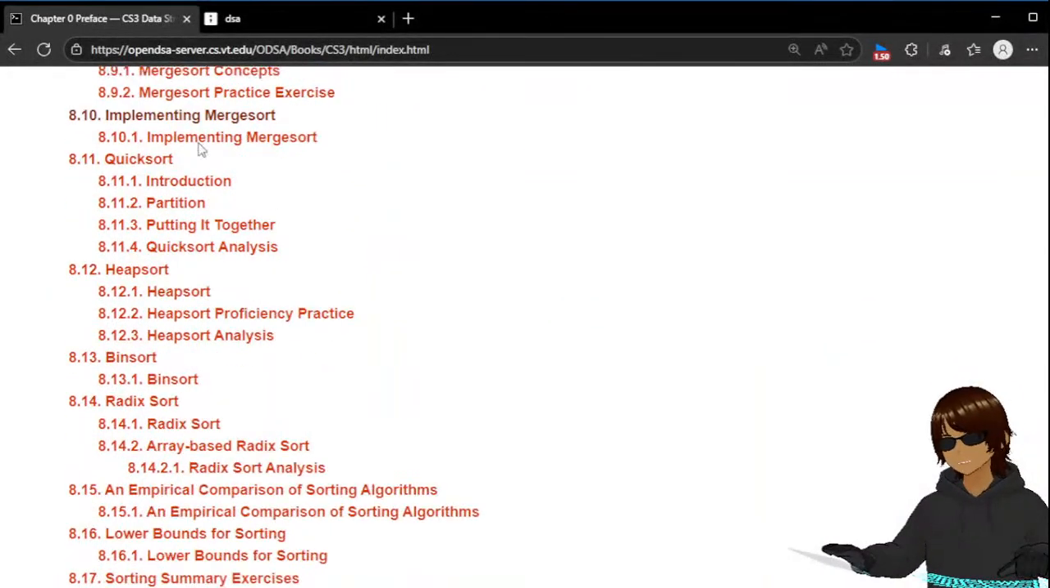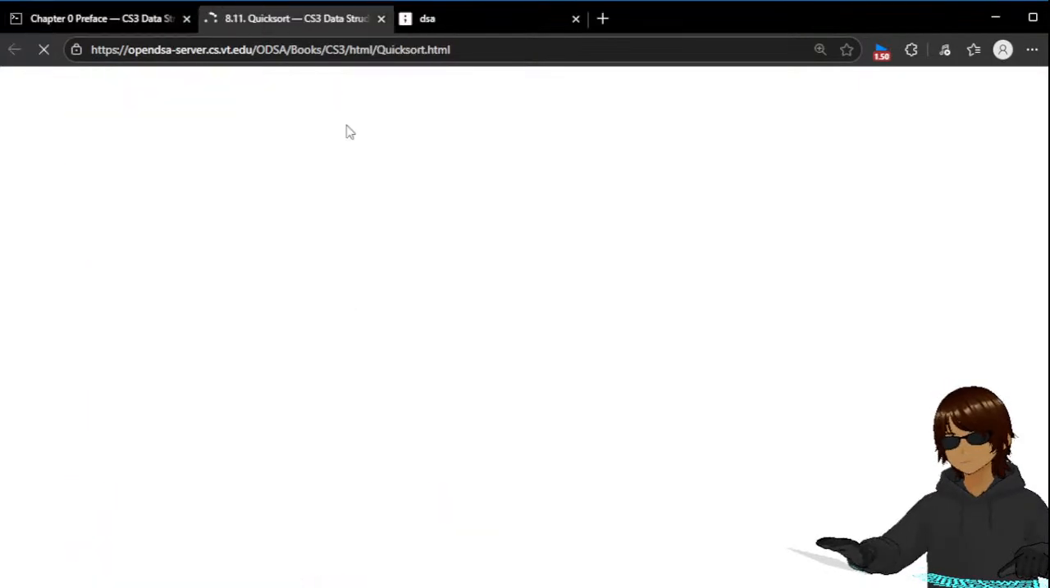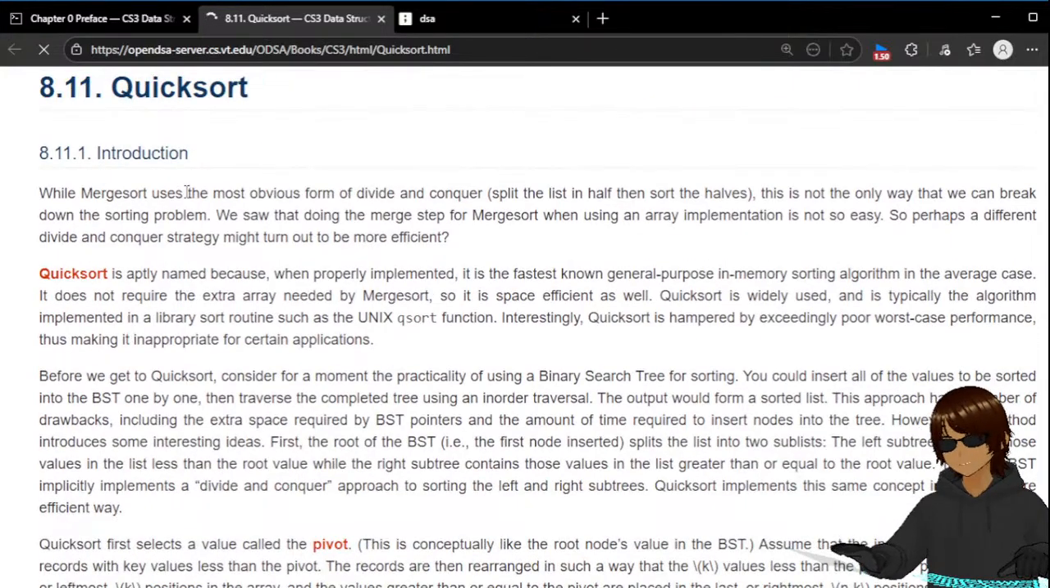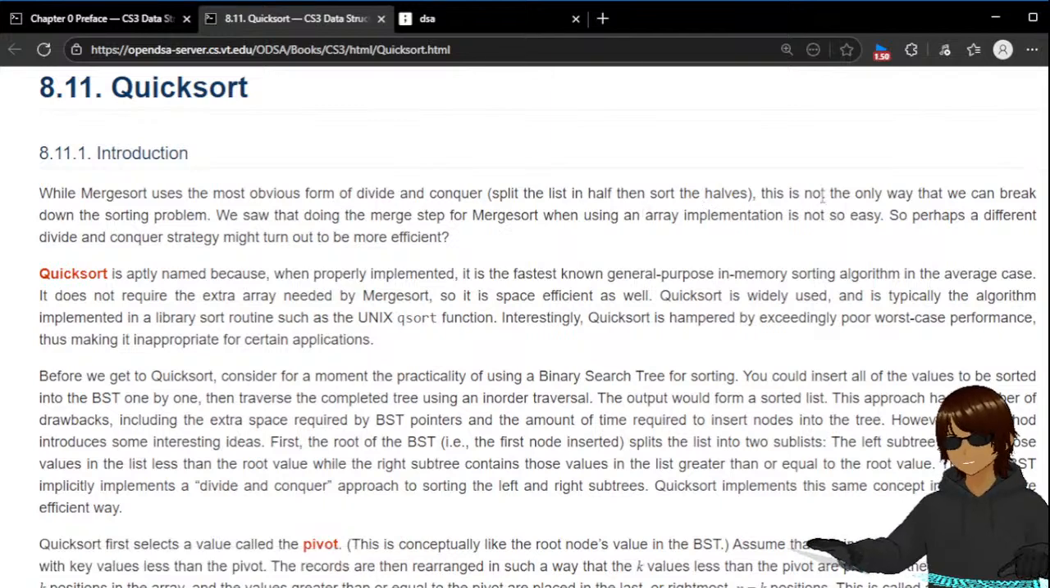All right. So let's start with quicksort. While merge sort uses the most obvious form of divide and conquer, split the list in half, then sort the halves, this is not the only way that we can break down the sorting problems. We saw that doing the merge step for merge sort when using an array implementation is not so easy. So perhaps a different divide and conquer strategy might turn out to be more efficient.